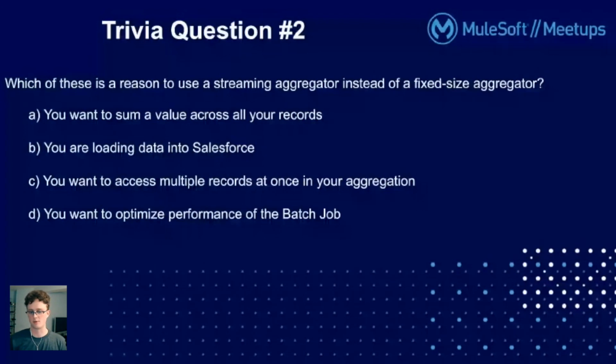C, accessing multiple records at once. With a streaming aggregator, you're only accessing the current record.